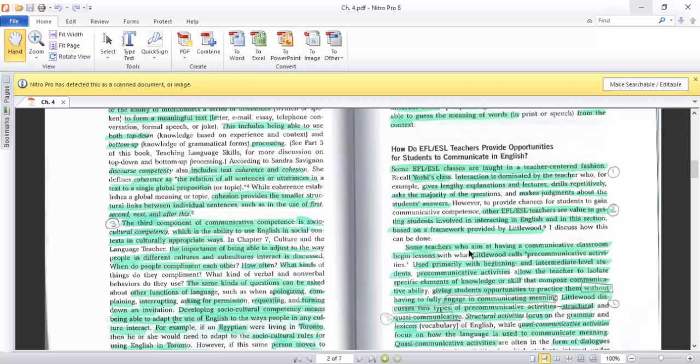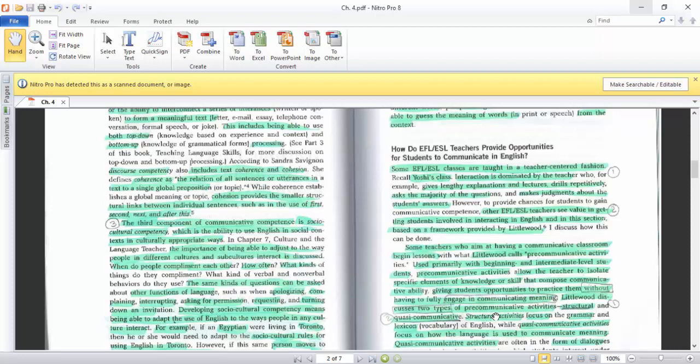Okay. Some teachers who aim at having a communicative classroom begin lessons with what Littlewood calls pre-communicative activities. So this term is new. It's called pre-communicative activities, used primarily with beginning and intermediate level students. Pre-communicative activities allow the teacher to isolate specific elements of knowledge or skill that compose communicative ability, giving the students opportunities to practice them without having to fully engage in communicating meaning.